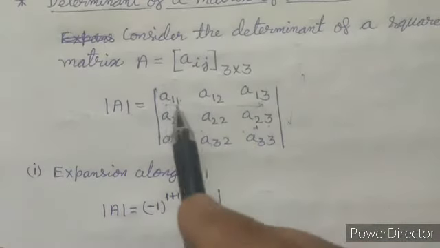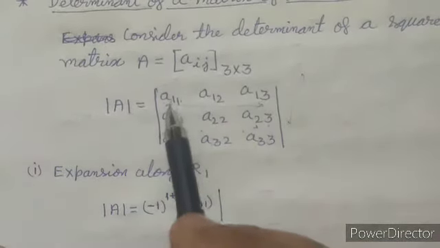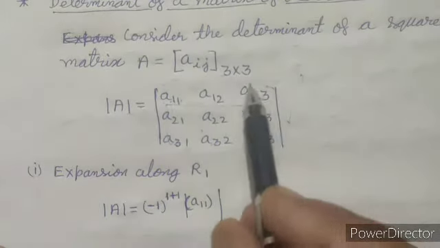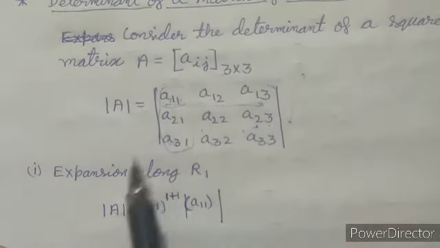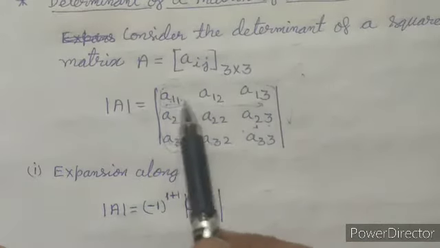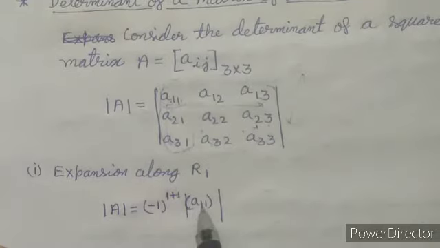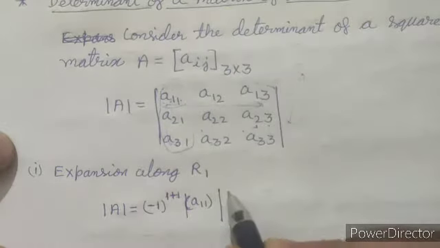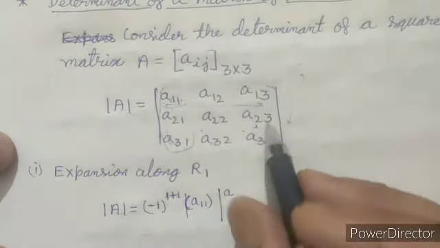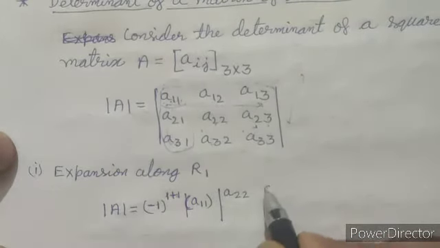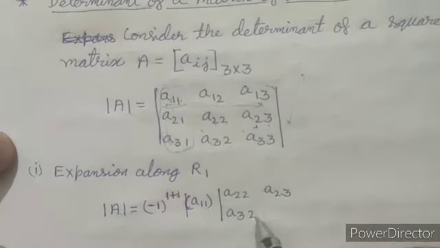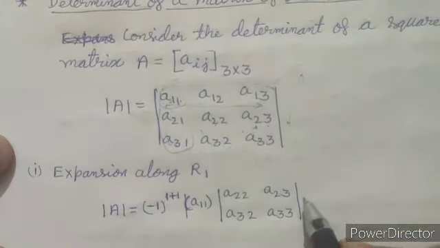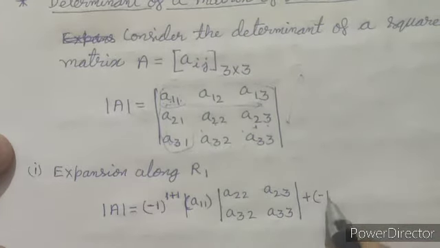into determinant of, now for A11 we will eliminate row 1 and column 1. That means we will not take the row and column of the element which we are taking. Now that will give us A22, A23, A32, A33. Now plus again minus 1.